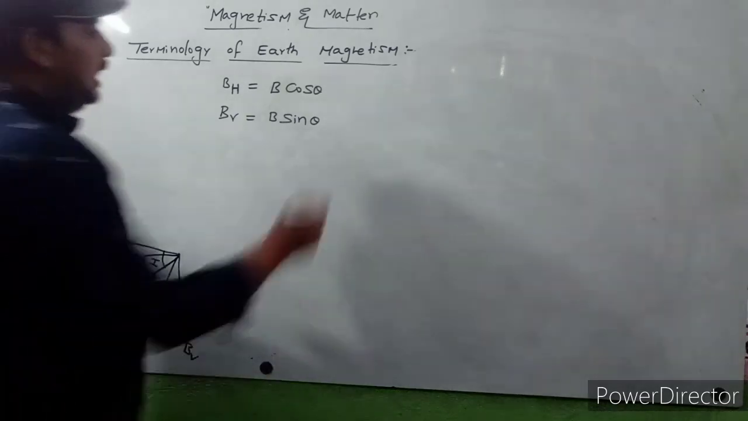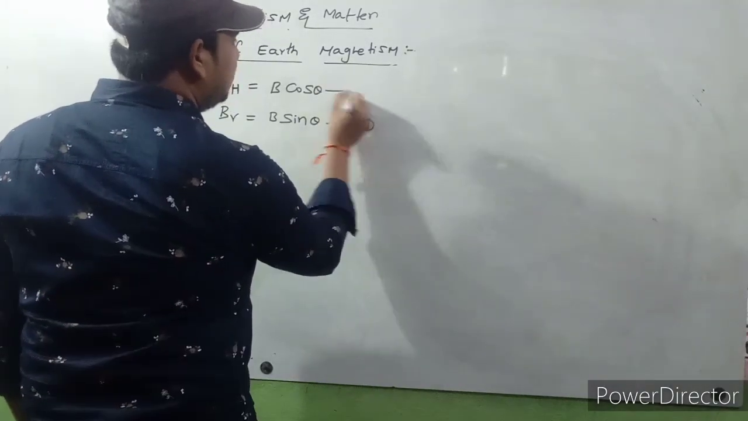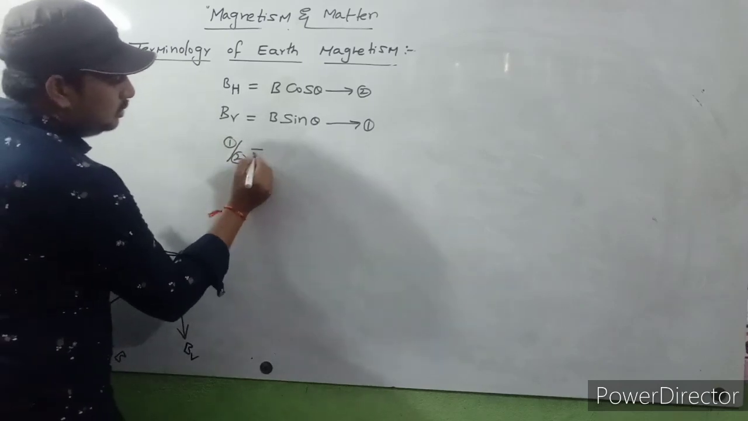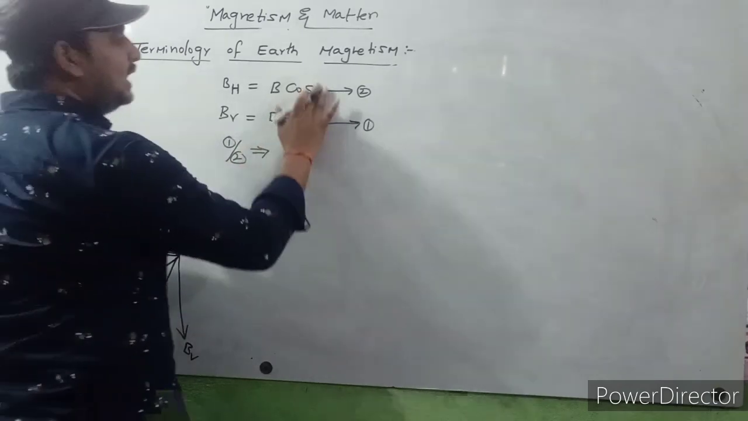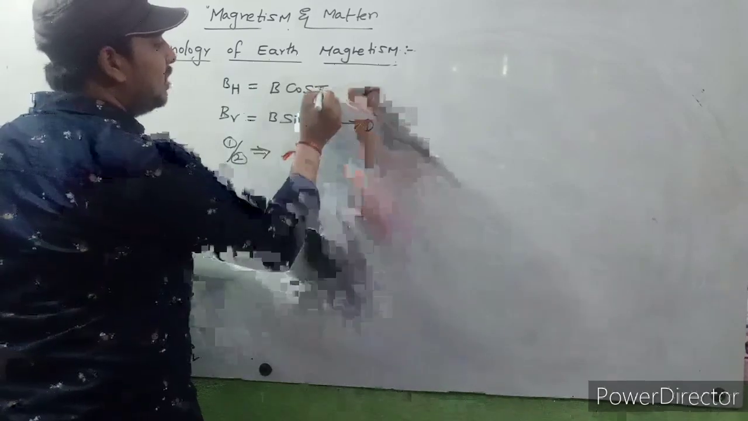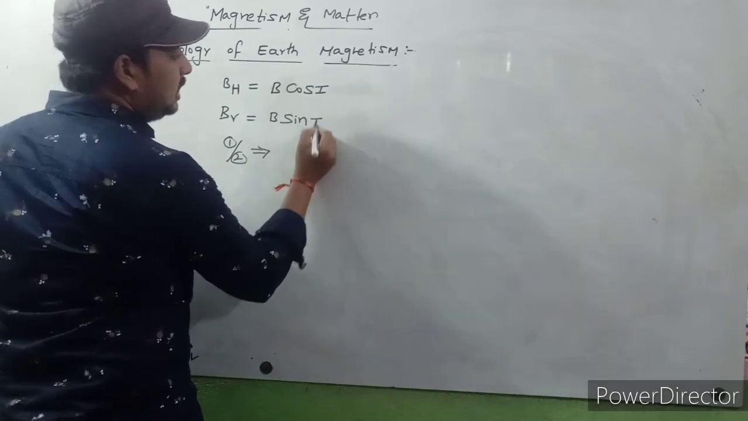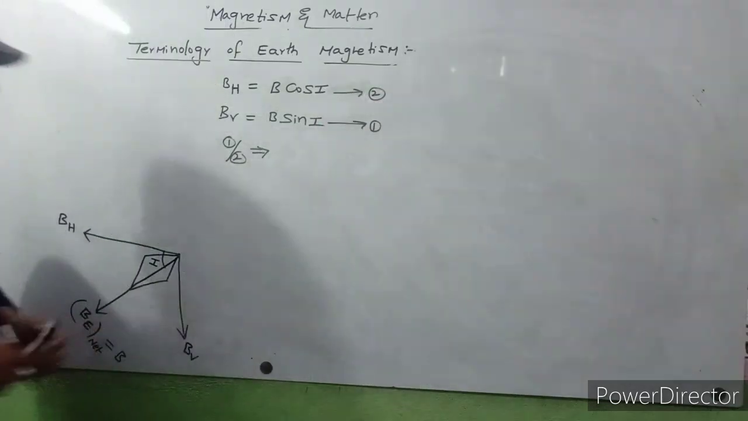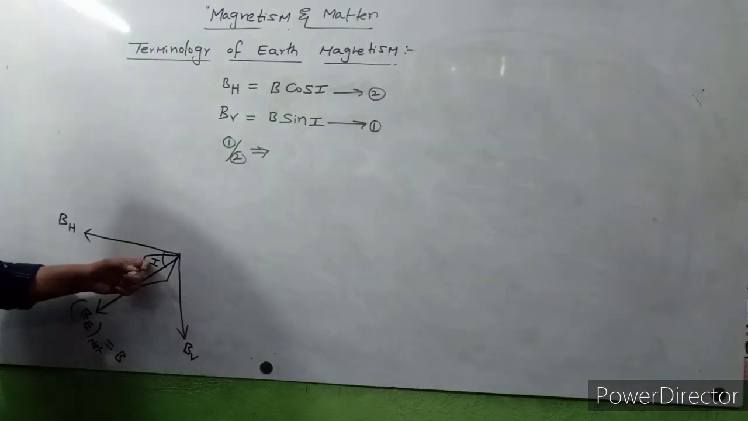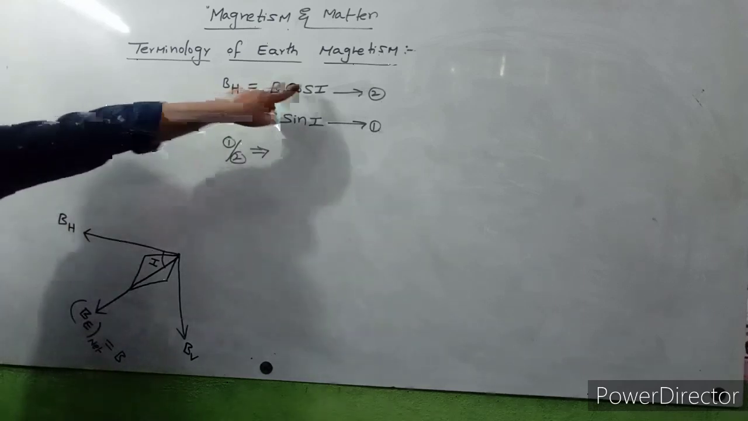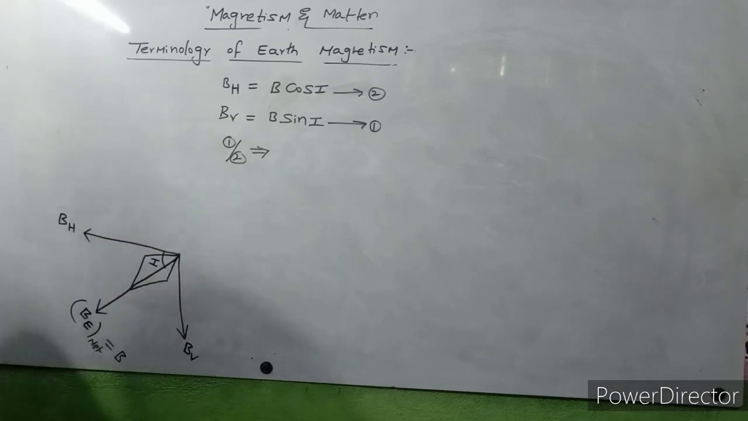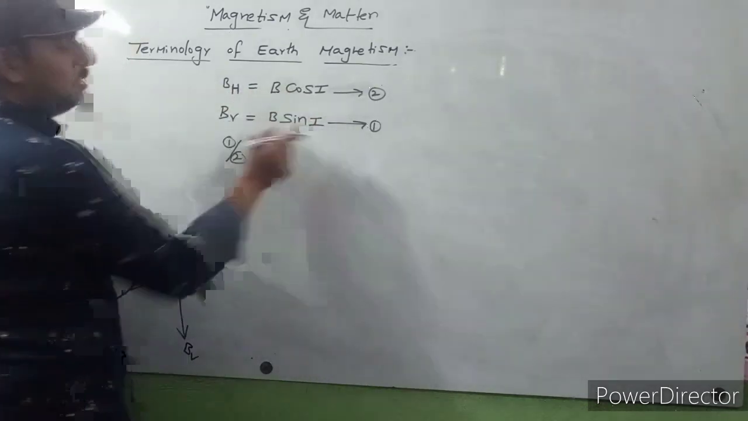So now, this is equation 1, this is equation 2, I consider. Do 1 by 2, then we'll get here theta is nothing but angle of inclination I. Observe here carefully, this is angle of inclination I. Then BH is equal to B cos I and BV is equal to B sin I, because BE net I consider as B.